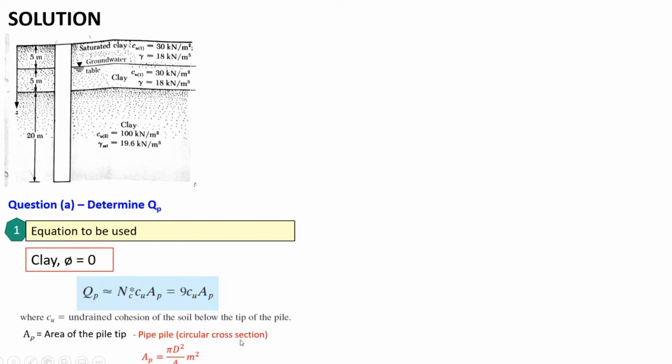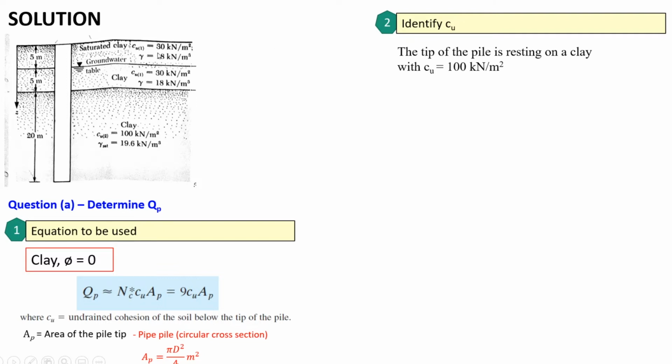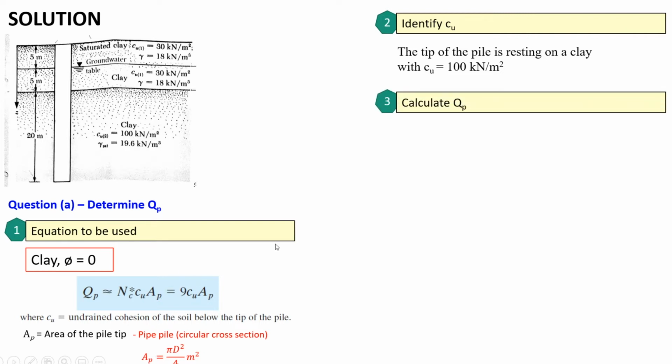So since we have the circular cross section, the area of the pipe pile is pi d square over 4. So we need to identify which Cu we will refer to, since we have 3 different layers and 2 different Cu values. Since this is for the QP, our consideration is at the pile tip. The tip of the pile is resting on a clay with the Cu of 100 kilonewton per meter square. So the pile tip is in the area of this Cu, which is 100 kilonewton per meter square. Then after that, we can get the QP straight away by using this equation.